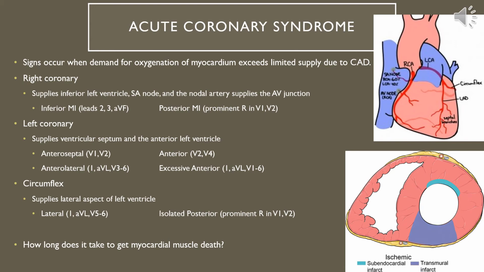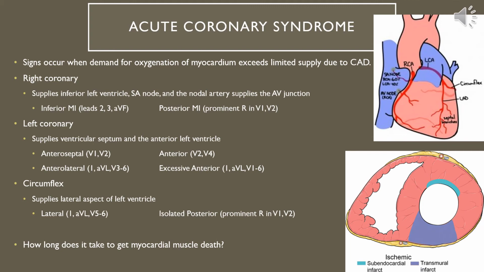When we're looking at muscle tissue, over here on the right side picture, there's a picture of transmural infarct, which goes all the way from the endocardium to the epicardium, and then there's subendocardial infarct, which is that teal colored space that just protrudes into the muscular tissue. Depending on how long the muscle tissue goes without oxygen, and how much oxygen it is deprived of, this can affect how much muscular death occurs in the endocardium.